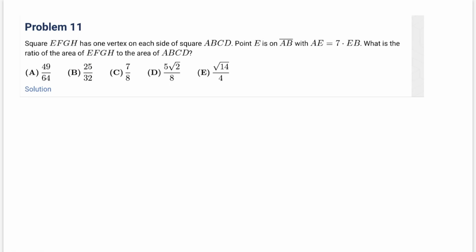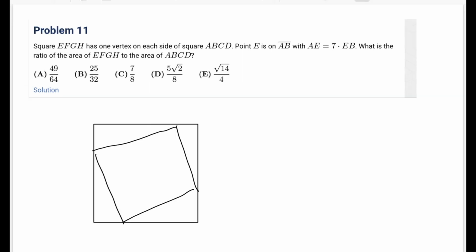Problem number 11. Square EFGH has one vertex on each side of square ABCD. Point E is on AB with AE equals 7 times EB. What is the ratio of the area of EFGH to the area of ABCD? So EFGH has one vertex on each side of square ABCD. If this is ABCD, and E is on AB, right? So this is E. So F, G, H. And AE is 7 times EB, so this would be 7 to 1, and this would be 7, 1, 7, 1, 7, 1, right?